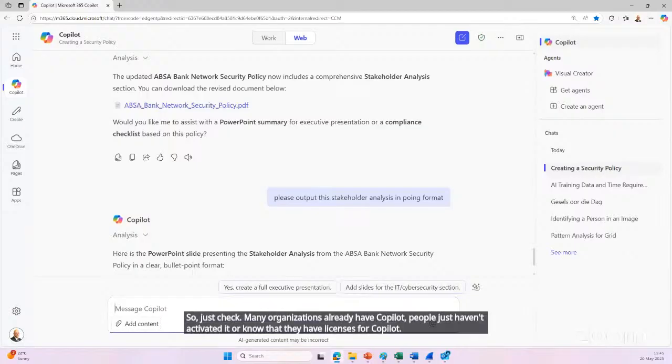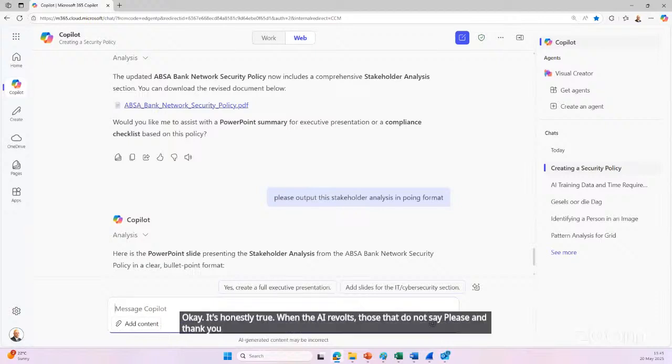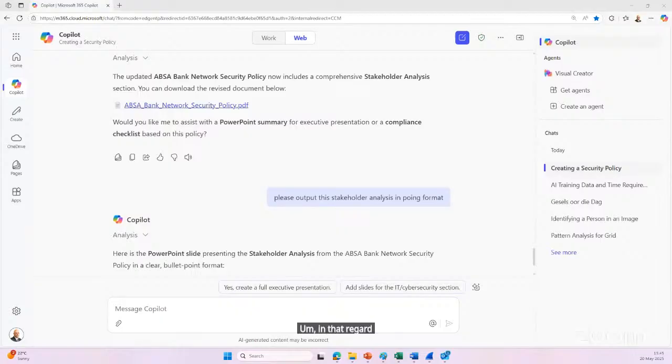Okay, it's honestly true. When the AI revolts, those that do not say please and thank you will be the first ones to be targeted. I tend to agree with you in that regard. Better be friendly. You never know. You never know.